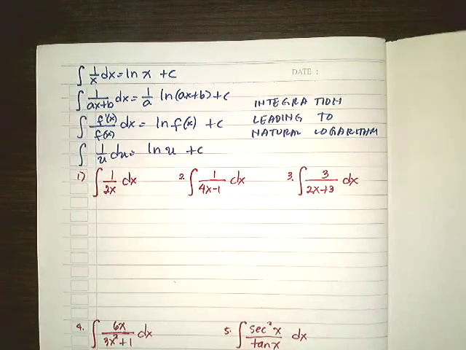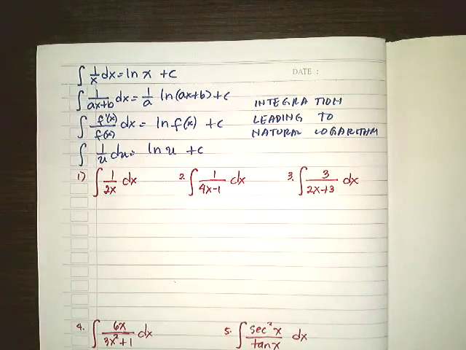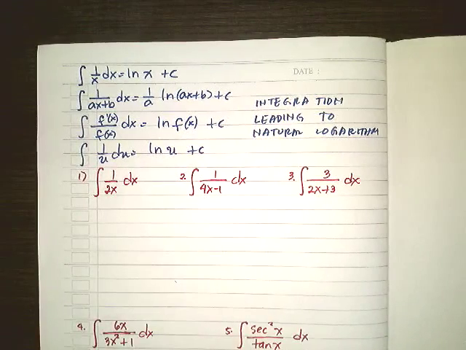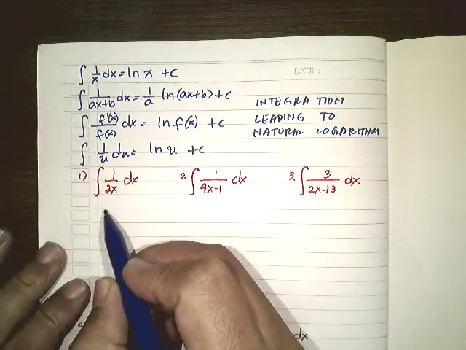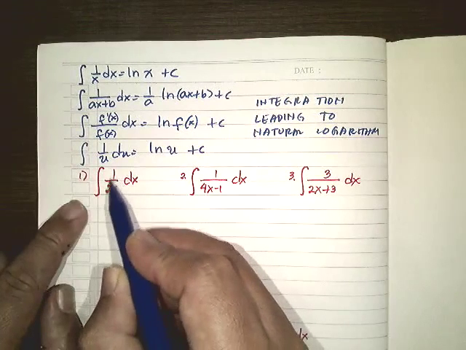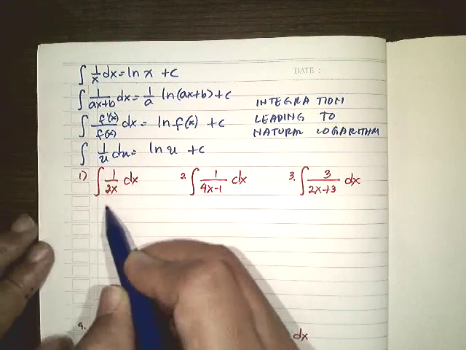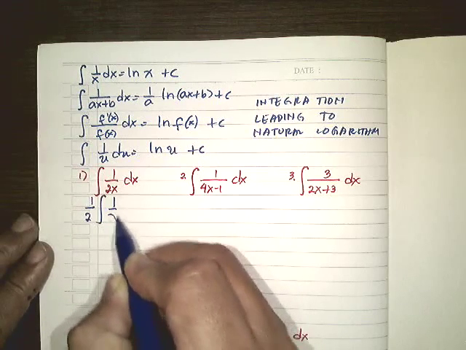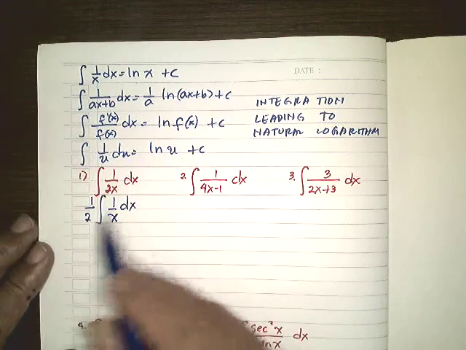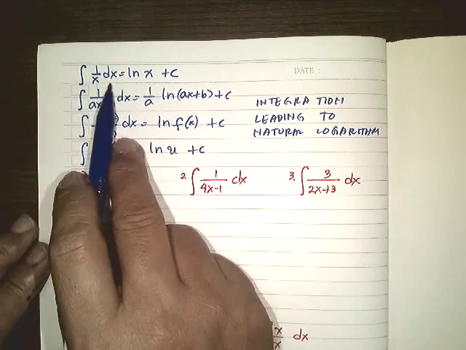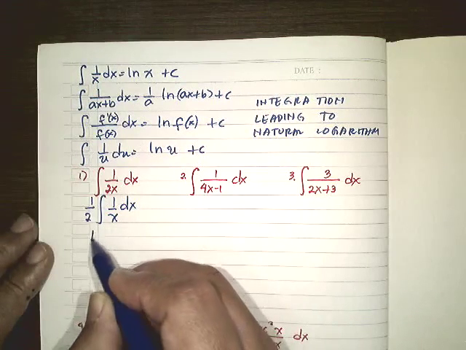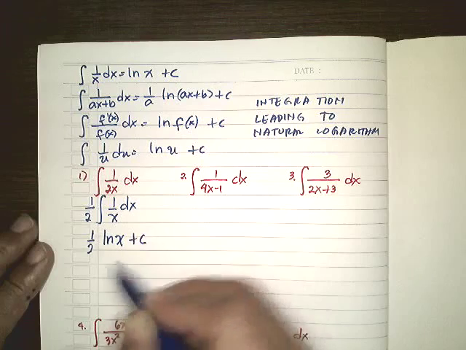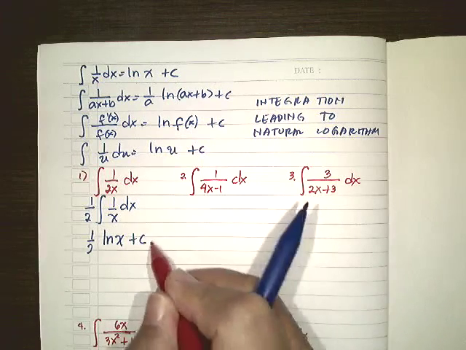Now, let's try to figure out how we are going to apply these formulas to answer the questions. For example, we have this example number 1. That is 1 over 2x. This can actually be written as 1 over 2 times the integral of 1 over x dx. So this straightly follows formula number 1. This is equal to 1/2 times the natural logarithm of x plus c. And that is our final answer.